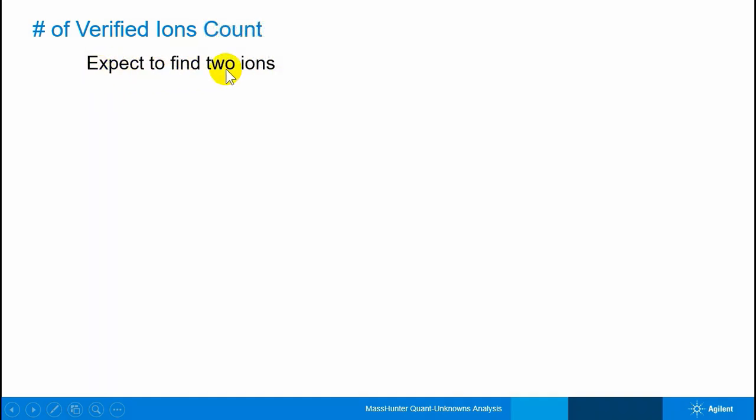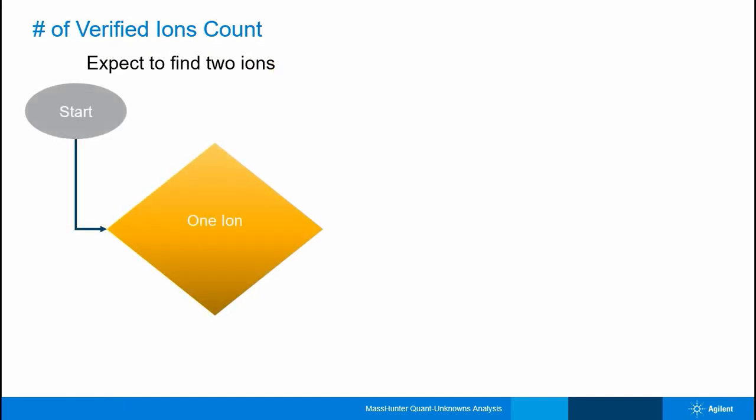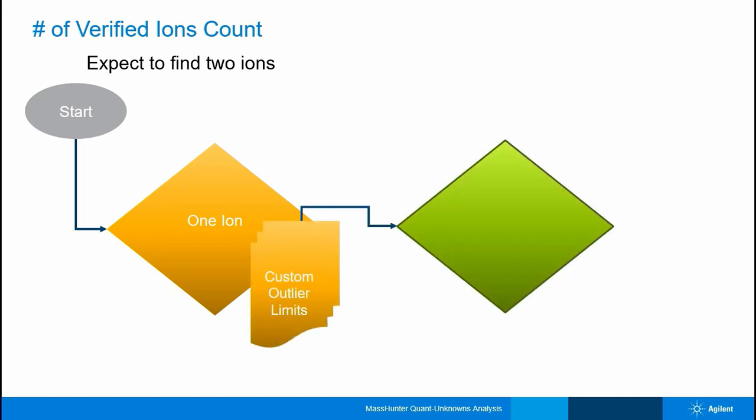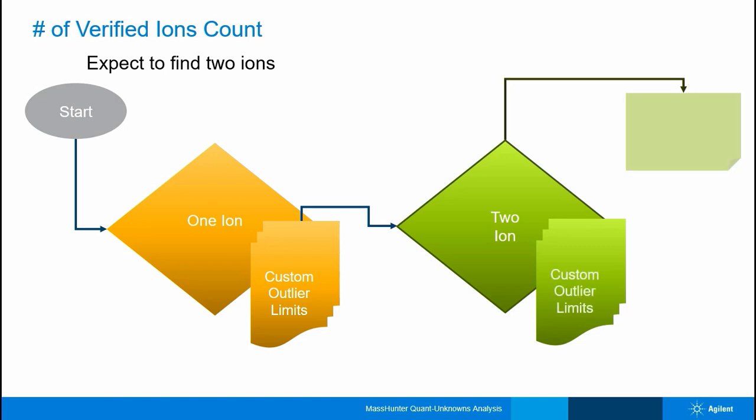Let's take a look at the definition for number of verified ions. We expect 2 ions, according to the regulations. We can find one, let's say the target ion. That's good, but to get to green, we have to find a target and another ion like a qualifier. So we have 2 ions found.